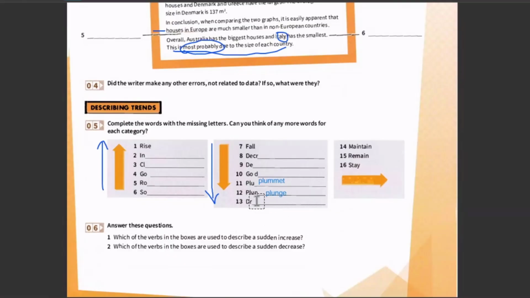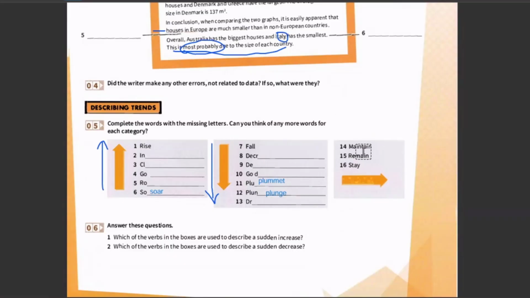Drop. Drop. Oh yes, drop. Drop. Yes. DROP. So three new words you learned. One is soar, SOAR. Next is plummet, and the other one is plunge. Good, very good that you're getting new vocabularies for yourself. That's good. Okay, so these are the first group of words were for the rise in the trend, and the second group of words were for the fall in trend. So the words are fall, decrease, decline, go down, plummet, plunge, and drop.